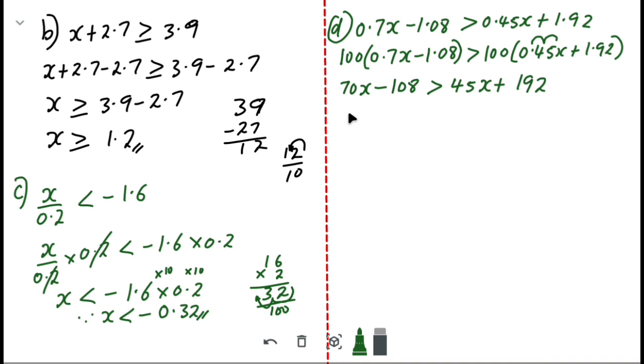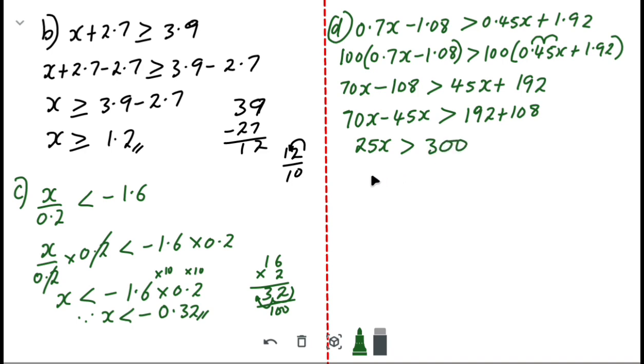So the next thing we need to do now is to collect the like terms. If you collect the like terms, we have 70x minus 45x. Don't forget 45x cross the border of inequality, it changed to minus. So we have minus 45x greater than 192 plus 108. So if you subtract this, 70 minus 45 is going to give us 25. It's going to give us 25x greater than 192 plus 108, and this is going to give us 300.